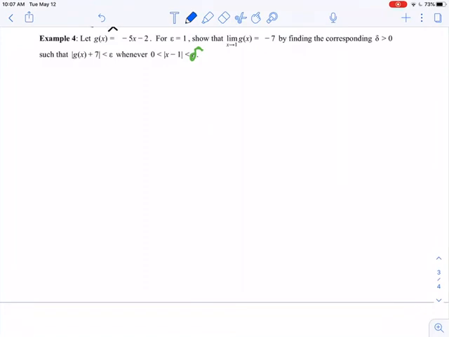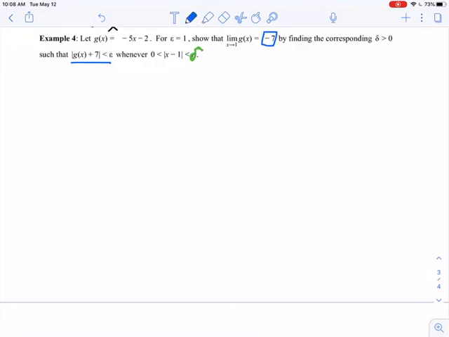So again, you might look at this piece right here, g of x plus 7, and say that looks a little bit different than our definition. But what this is really saying is g of x minus negative 7, which is how we come up with the plus 7, because our limit in this case is negative. So don't worry about that plus sign here. That's not going to impact our problem a whole bunch.